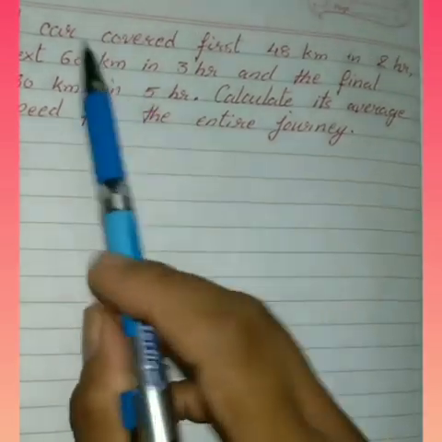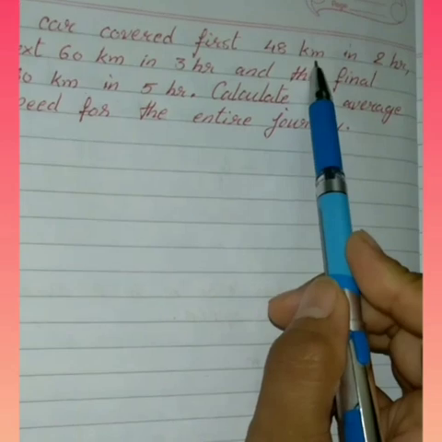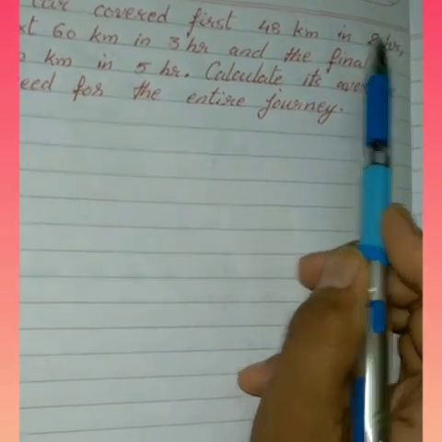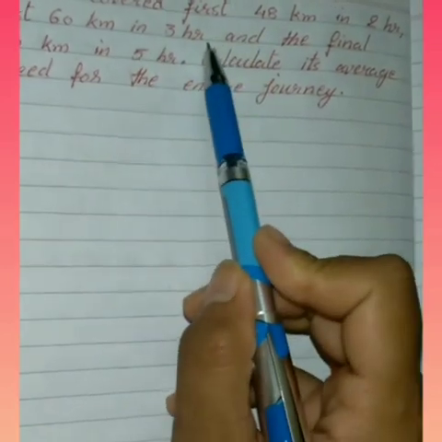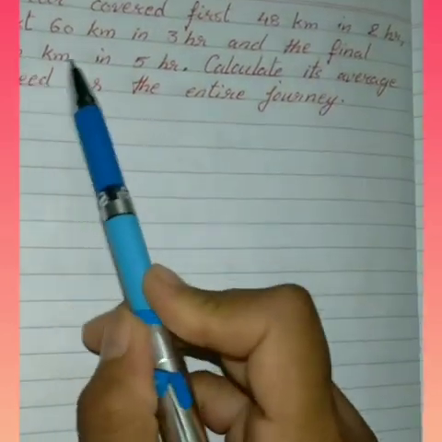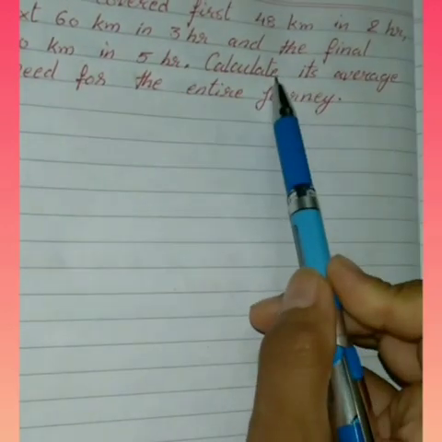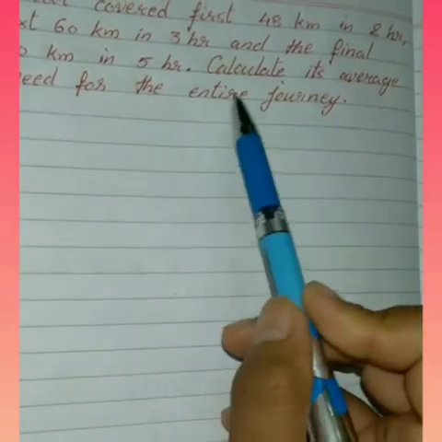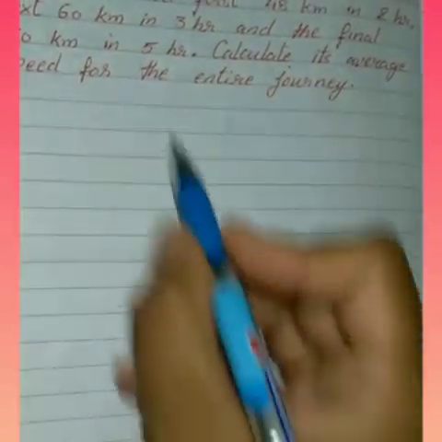So the example is here. A car covered first 48 kilometer in 2 hours. Okay. In the next day it covers 60 kilometer in 3 hours. And on the third day, the final 180 kilometer it covers in 5 hours. So calculate its average speed for the entire journey. See, it is already given here.